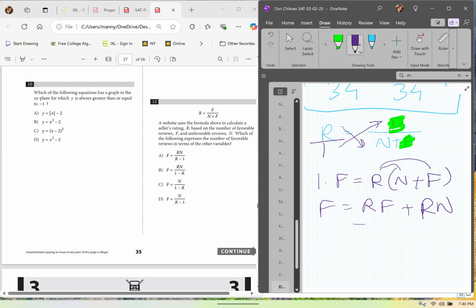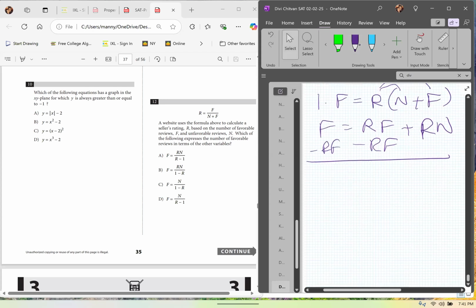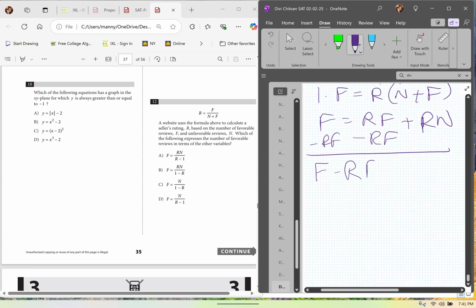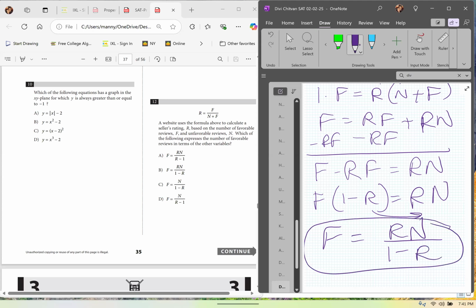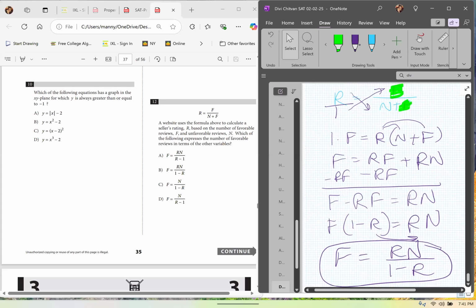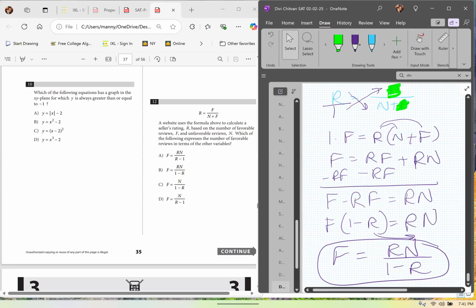Now I'm going to subtract RF from both sides. If I do that, I have F minus RF, which is RN, right? Now I can factor out the F. 1 minus R times F is RN. Now I can get rid of this and put it at the denominator. So F will be RN over 1 minus R. That's it. So a little bit of cross multiplication. Nothing hard. It's just tedious. You have to just follow through. That's all.